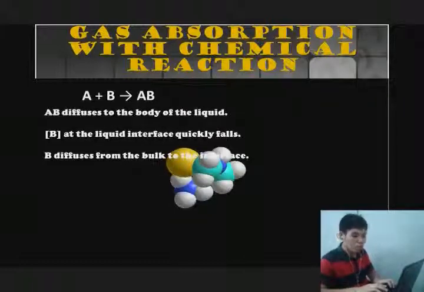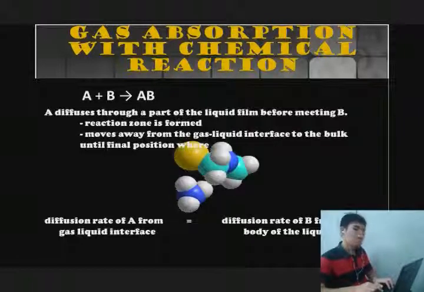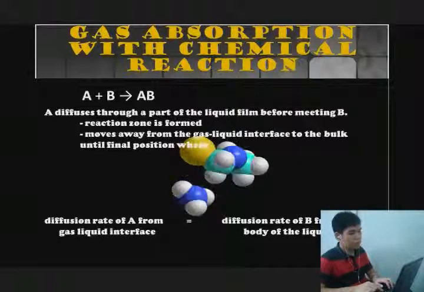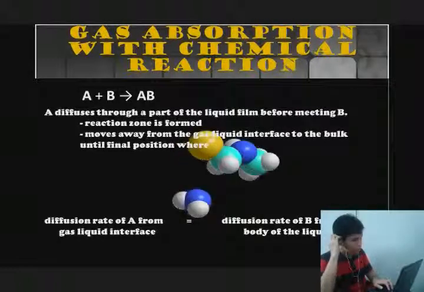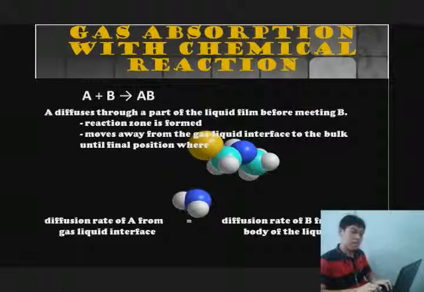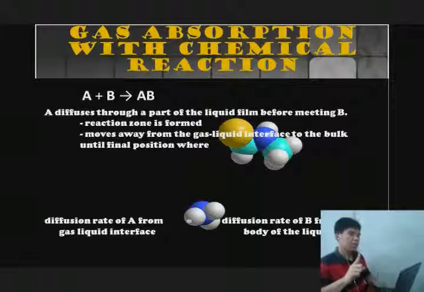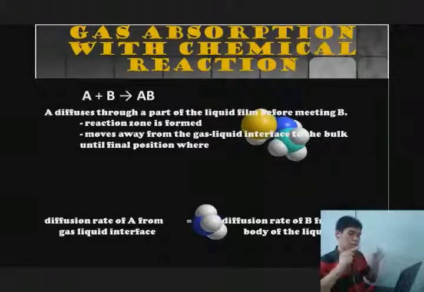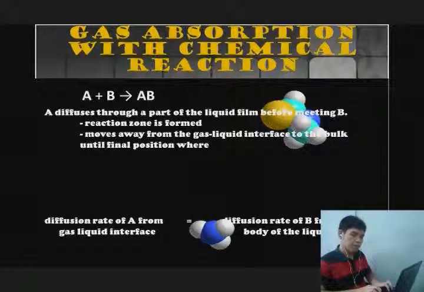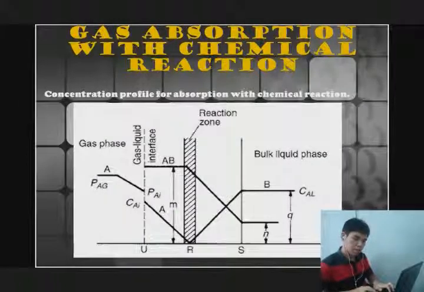There is thus a reaction zone between A and B which moves away from the gas-liquid interface, taking up some position towards the bulk of the liquid. The final position of this reaction zone will be such that the rate of diffusion of A from the gas-liquid interface is equal to the rate of diffusion of B from the main body of the liquid. Figure 12.10 in Richardson and Coulson's Chemical Engineering 5th edition says that when this condition has been reached, the concentrations of A, B, and AB may be indicated as shown.